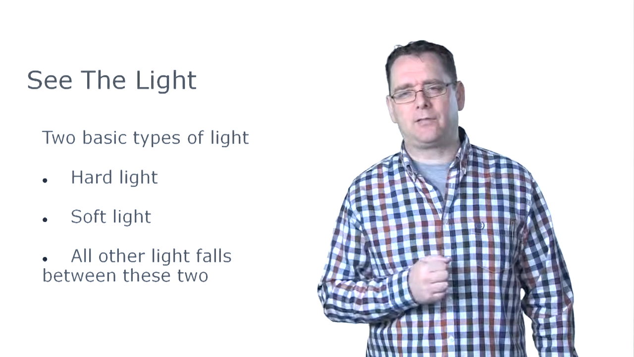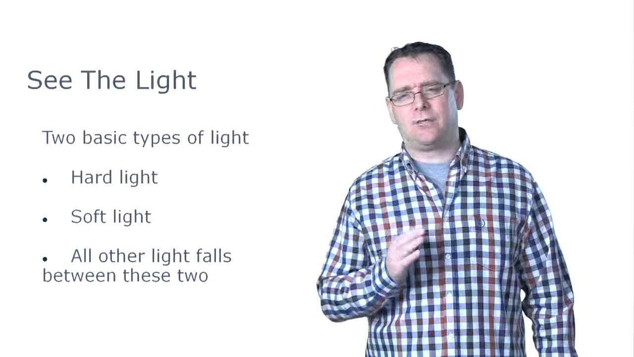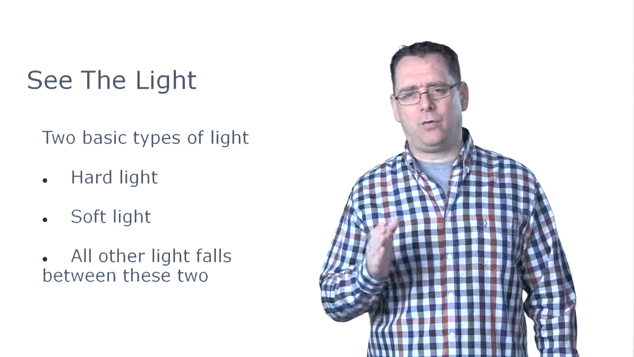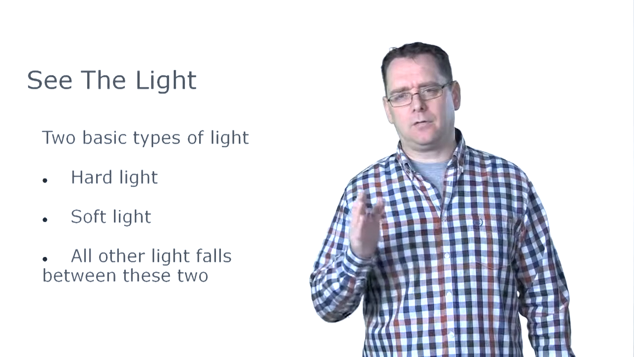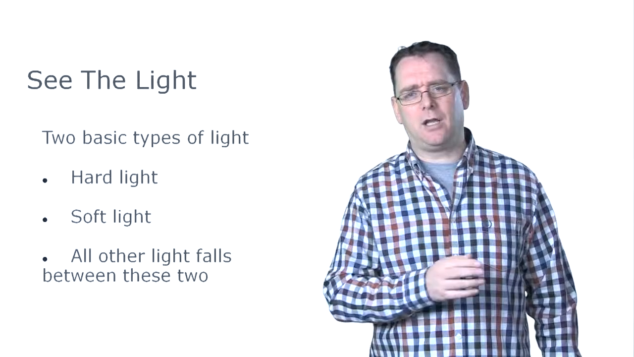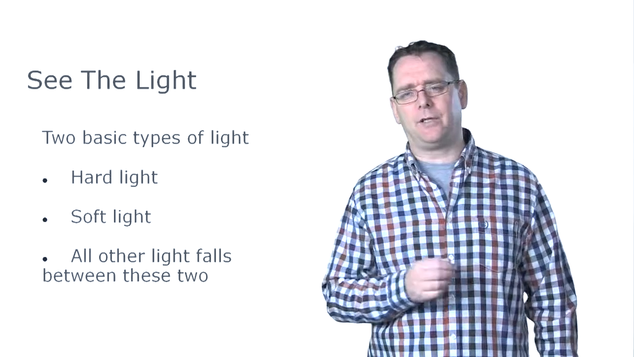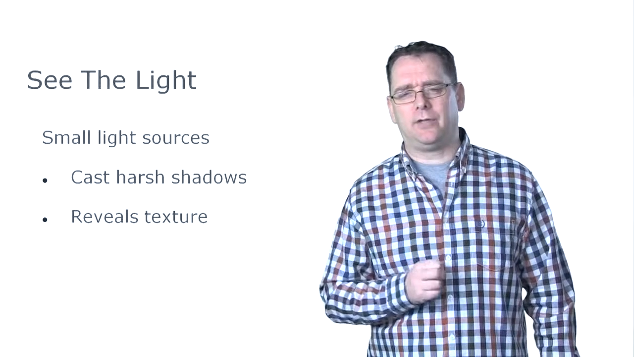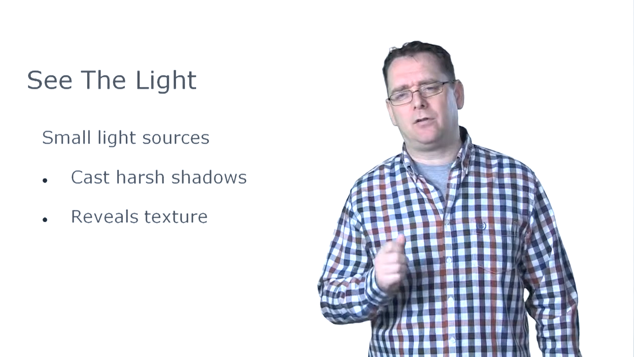There's two basic types of light which we're going to look at. There's hard light and there's soft light. And all other light falls between these two ends of the spectrum. So we want to be able to see hard light and we want to be able to see soft light. And once we've figured that out, we'll be able to see what's in between. Now, small light sources are easy to identify. They cast harsh shadows and they reveal texture.